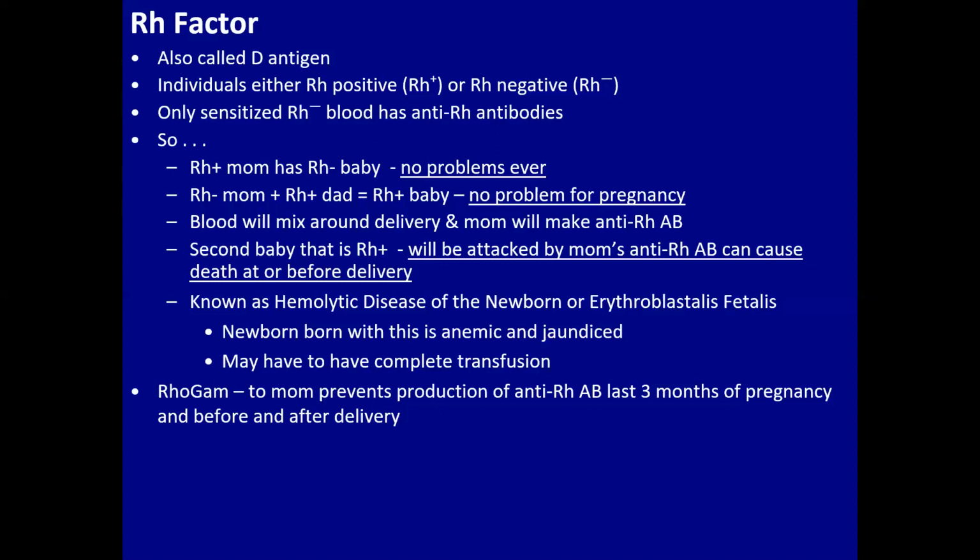This can be known as the hemolytic disease of the newborn, HDN, or it's known as erythroblastosis fetalis, EF. If a baby is born with this, it can be anemic and jaundiced because its red blood cells have been destroyed, and it may have to have a complete blood transfusion. So in order to stop this, a mom can get RhoGAM shots. That prevents the production of the anti-Rh antibodies for the last 3 months of pregnancy and before and after delivery.